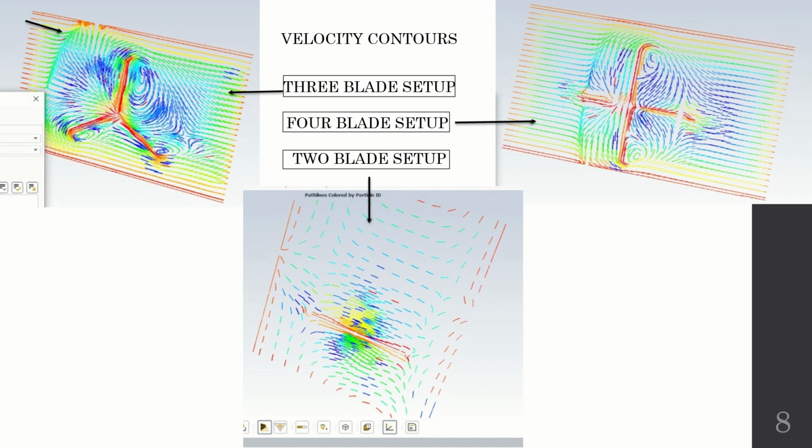Same as in the velocity contours of the blade setups, the 4 blade setup and 2 blade setup act as a wall, whereas the maximum energy in the 3 blade setup is concentrated on a single blade. So we conclude from these pressure and velocity contours that the 3 blade setup is the most efficient for the turbine.